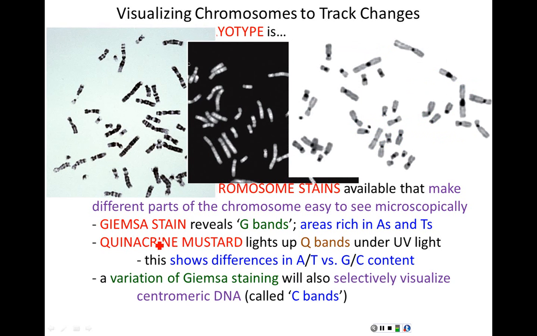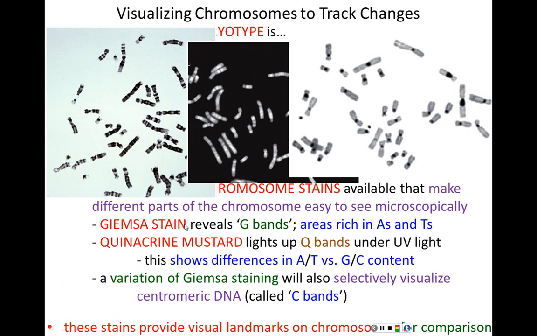Giemsa stain has been modified, so we have a variation of this staining that selectively visualizes only centromeric DNA. We call these C bands for centromeres. This often gives a very, very pretty staining, and you can see here all these dark stained regions are showing us the centromeres. So when you use this variation of Giemsa stain, you can very easily spot your telocentric, your metacentric, your submetacentric, and your acrocentric chromosomes, because you can easily spot where on those chromosomes the centromeres are.